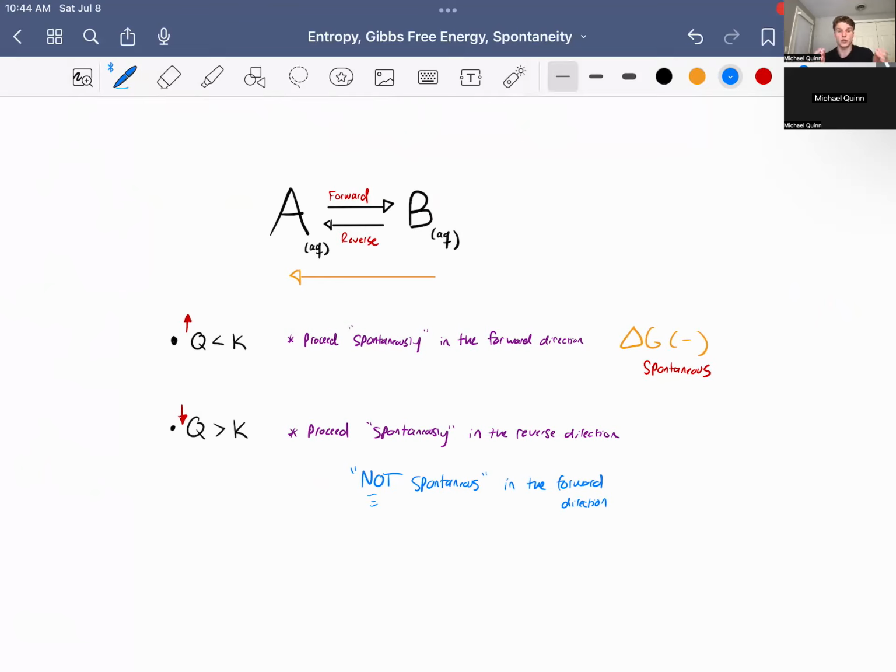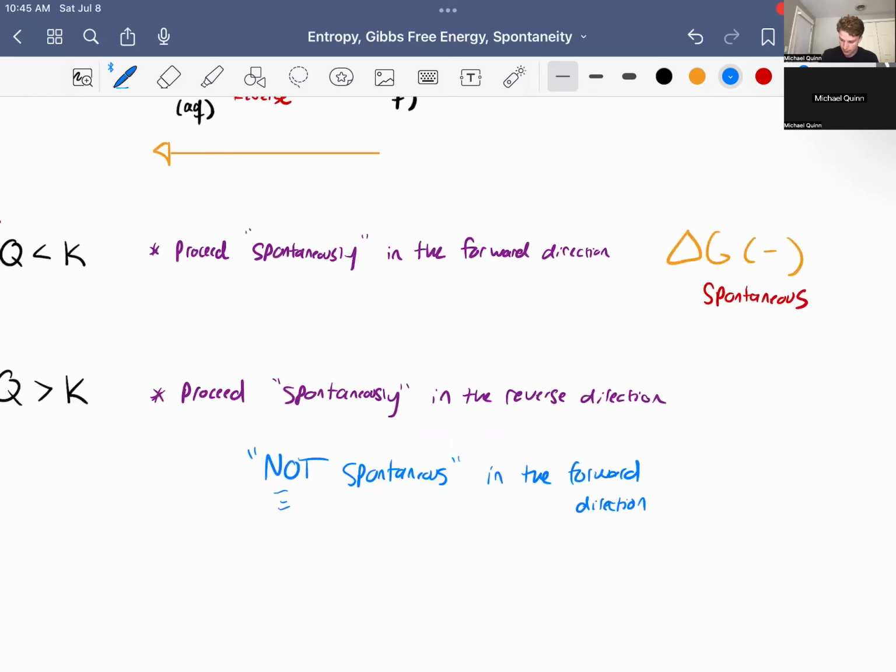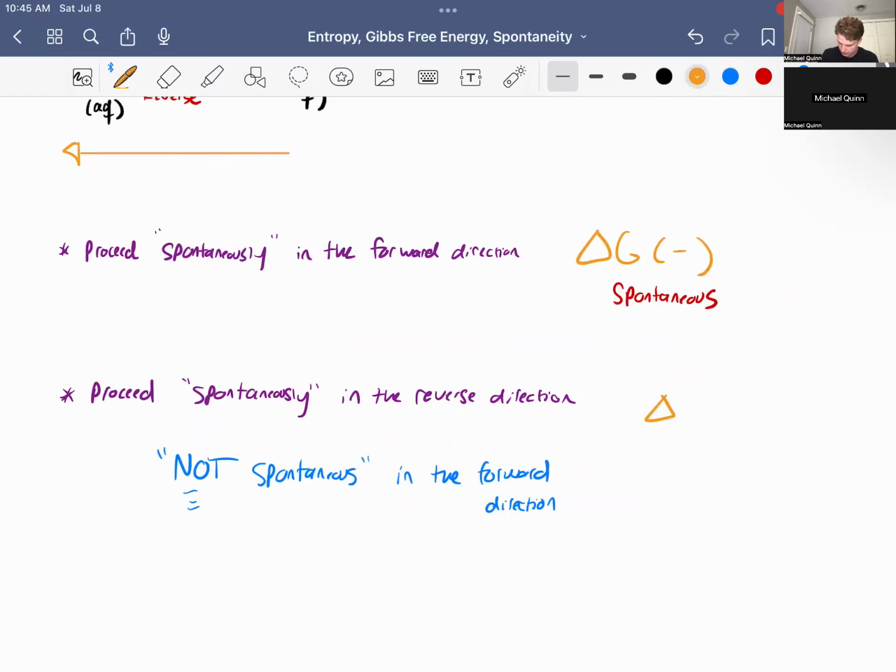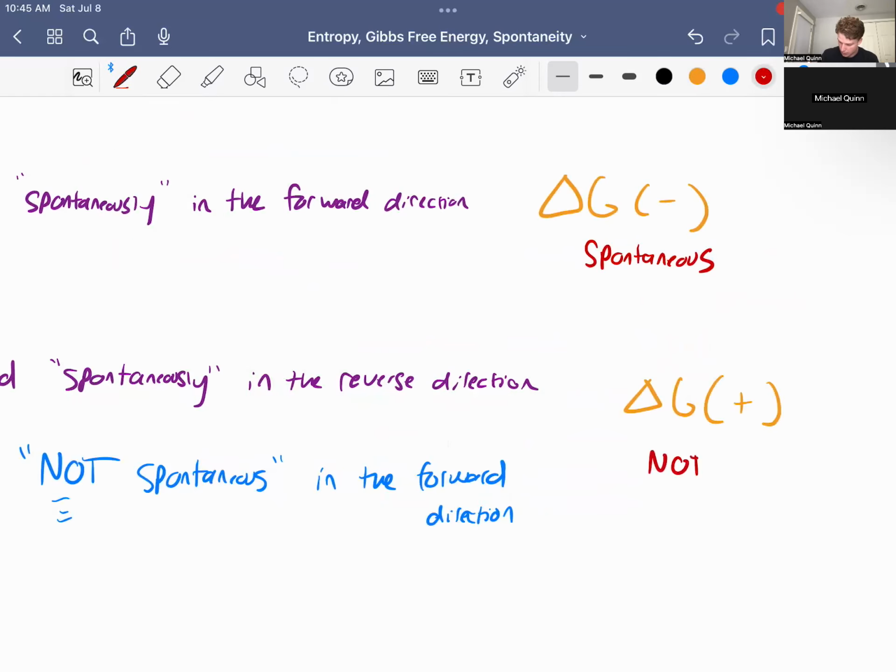In order to run this reaction in the forward direction, non-spontaneously, we would need to input a positive amount of energy. This means delta G is positive. So it is not spontaneous in the forward direction.